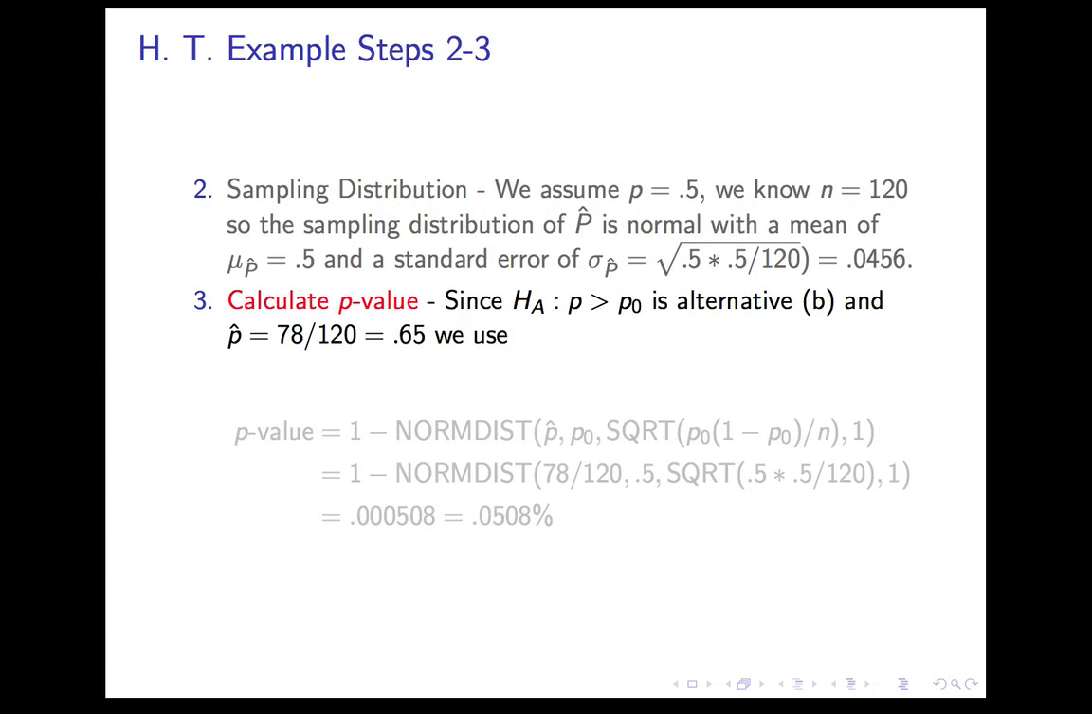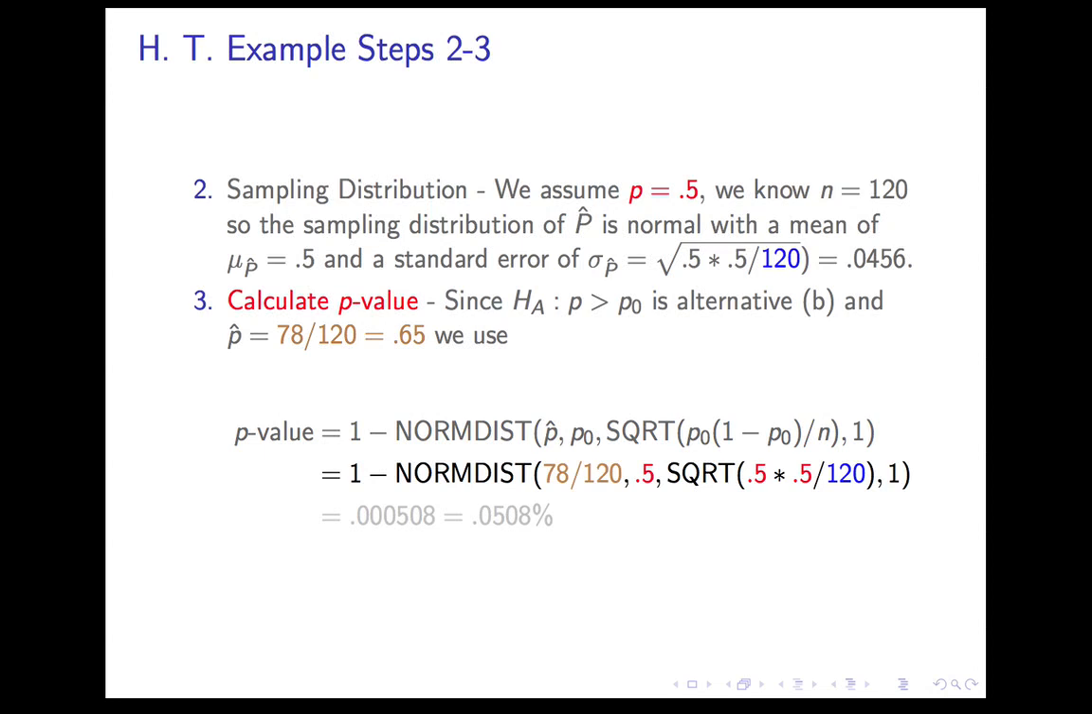In our case, p hat, that's what comes from the sample, is 78 over 120, or 0.65. It's the one place where the sample comes into this. So our p hat is 0.65. Our alternate hypothesis was p greater than 0.5. So that means we use 1 minus NORM.DIST, and in NORM.DIST we put p hat, p0, and I've written out in Excel the standard error.